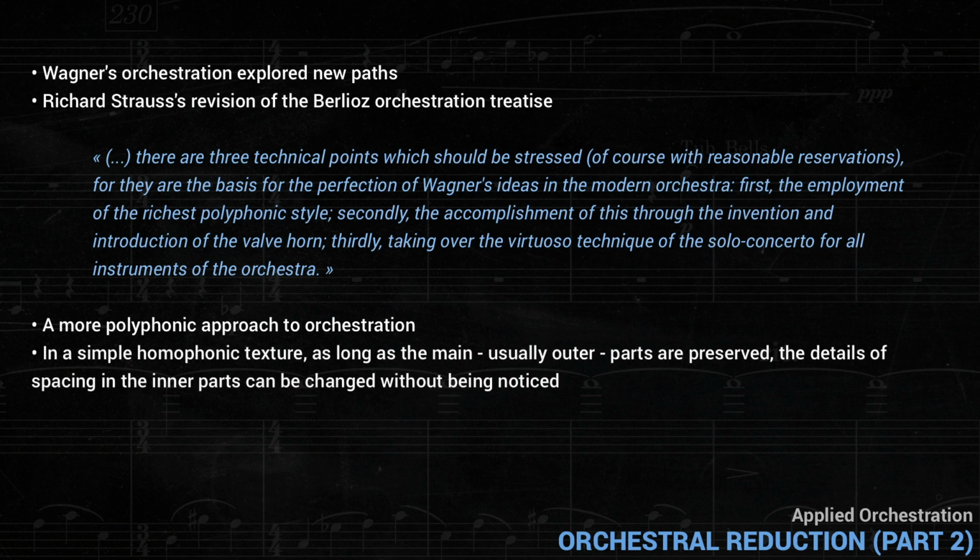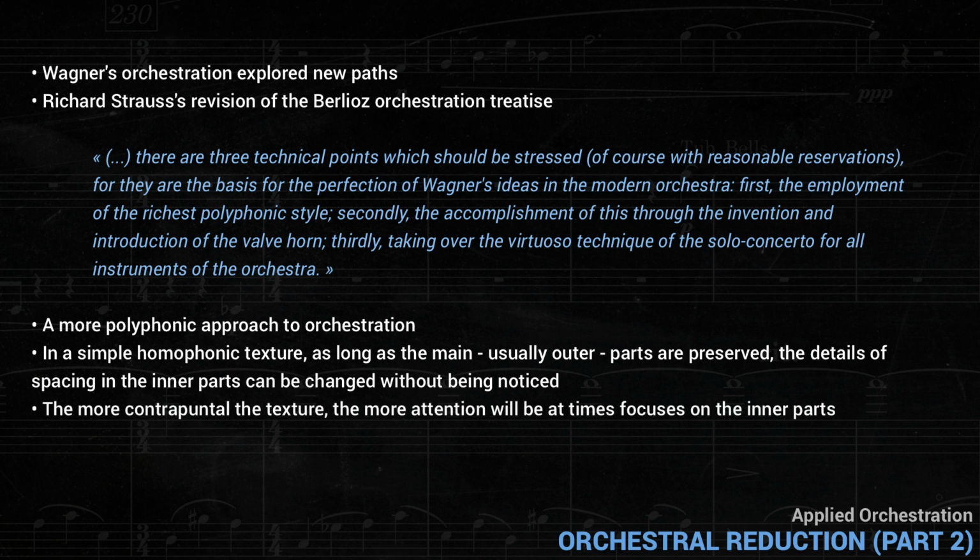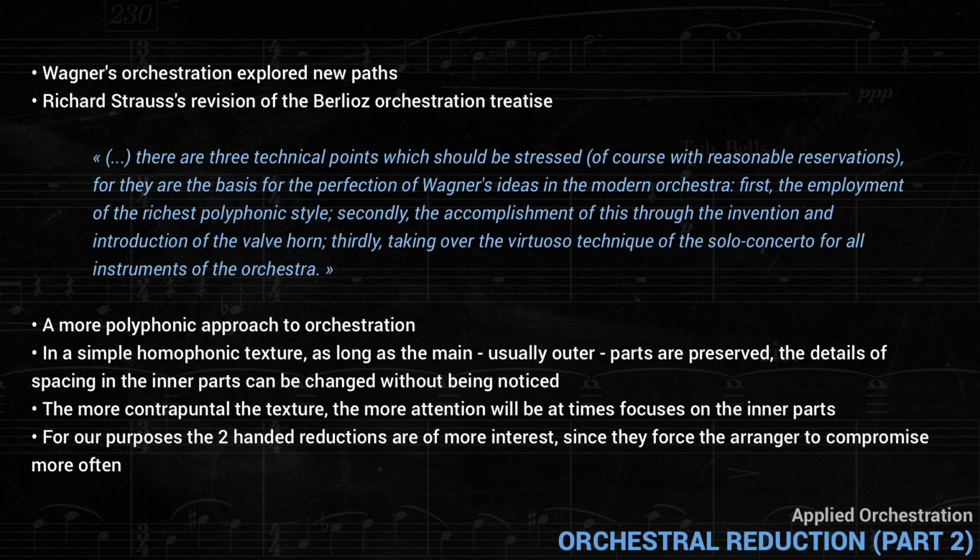In a simple homophonic texture, as long as the main, usually the outer parts, are preserved, the details of spacing in the inner parts can be changed without being noticed. But the more contrapuntal the texture, the more attention will be focused at times on the inner parts. One obvious solution to this problem is to make the reductions for more than one player, for example piano four hands. And indeed, many such works exist in this form. But for our purposes, the two-hand reductions are of more interest since they force the arranger to compromise more often, and that leads to fascinating questions about the composer's intentions in the original orchestral version.